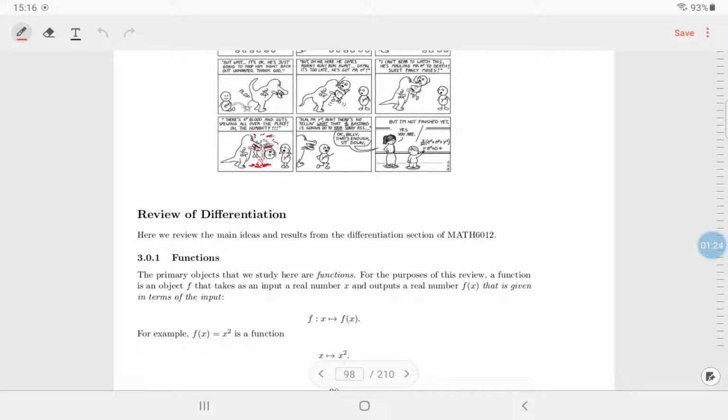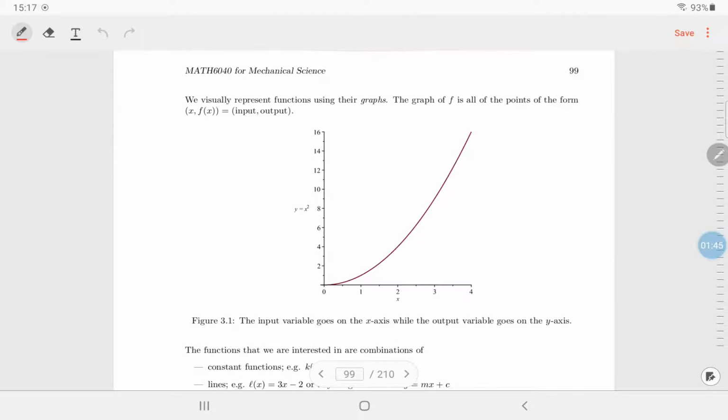What this function does is you give it a number as an input and it produces the square of that number as an output. So for example, an input of 2 produces an output of 4. An input of 5 produces an output of 25. An input of minus 4 produces an output of plus 16, etc. And if you want, you can visually represent functions using their graphs. The graph has infinitely many points on it, all of the form input, output.